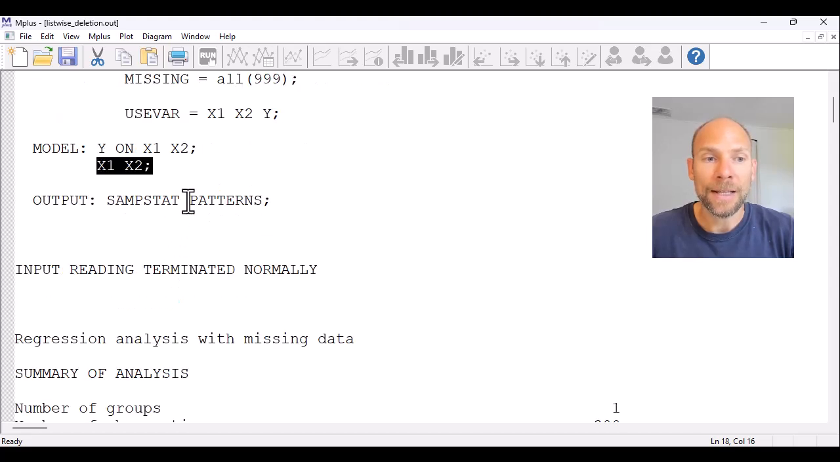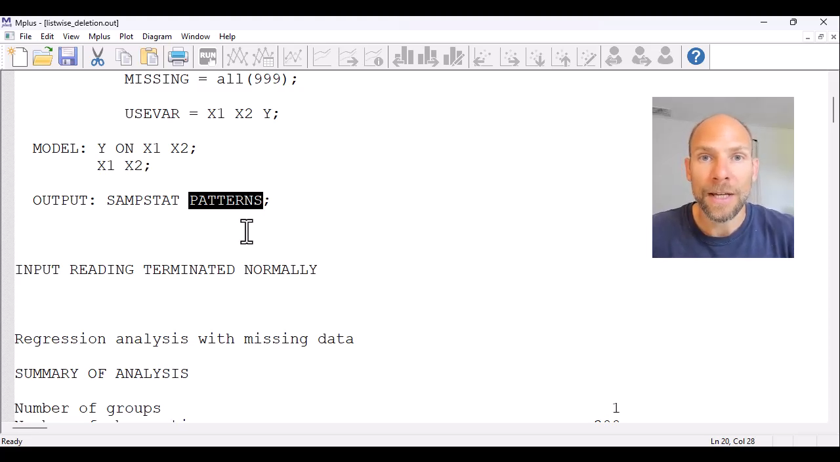One last thing is that in the output command I specified patterns, which gives us the missing data pattern information, which shows us then how many cases have missing data and what their pattern of missingness looks like.